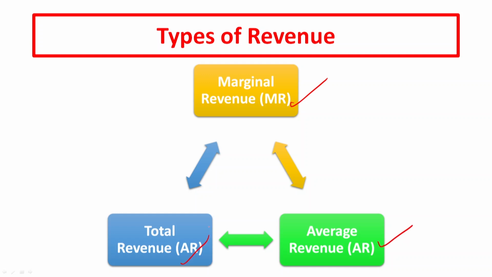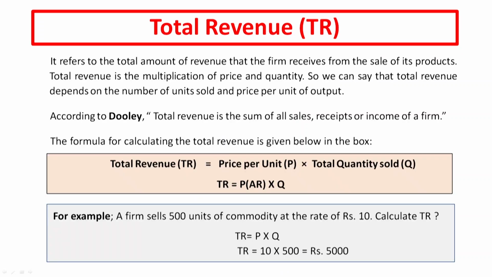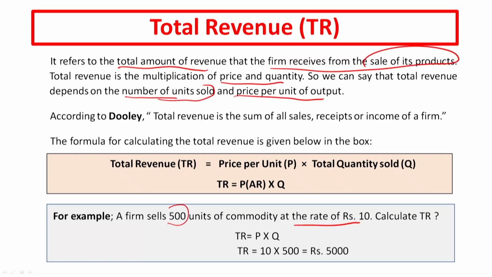So, one by one we will be discussing all these three types in detail. Now, total revenue. As you are able to see, the word total is involved with revenue. So, that gives you an idea what total revenue basically means. The total revenue refers to the total amount of revenue that the firms generate from the sale of its product, which means whatever sales they have done.